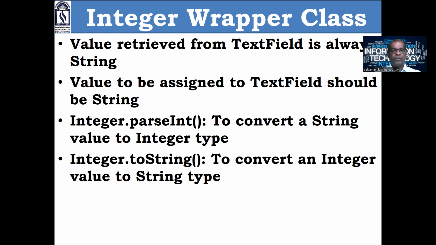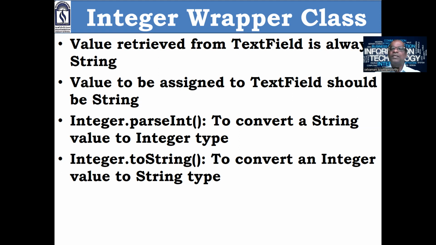One is parseInt, another one is toString. So why do we need to study parseInt and toString? See, the problem is that whatever value we are extracting or retrieving from a JTextField or JTextArea is always a string. In a similar way, values to be assigned to a text field or a text area should be strings. That means in a text area as well as a text field, you can type only strings, and you can extract only strings.